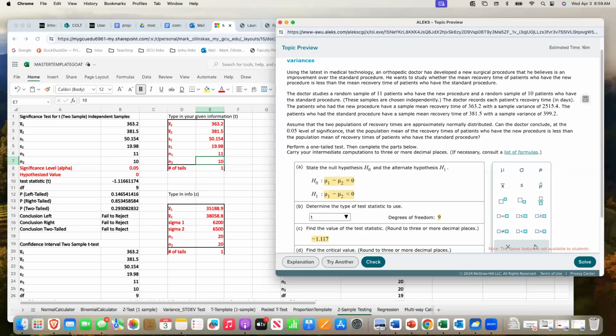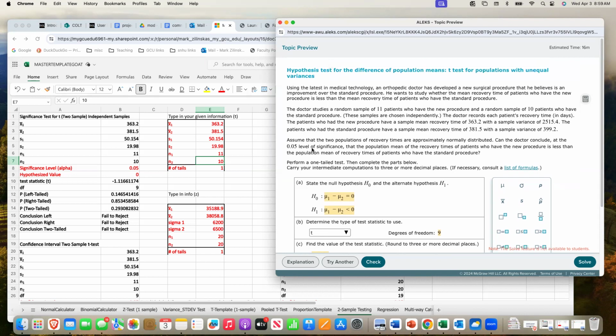Okay, here is a two-sample t-test for comparing population means from two separate populations. Here we have another medical scenario where we're looking at surgical procedures. If you looked at my intro video, I talked a little bit about this.